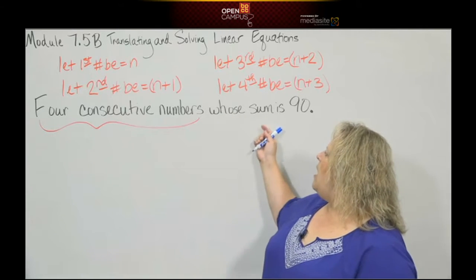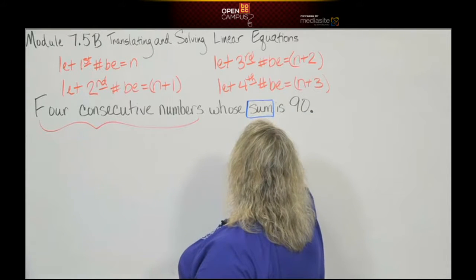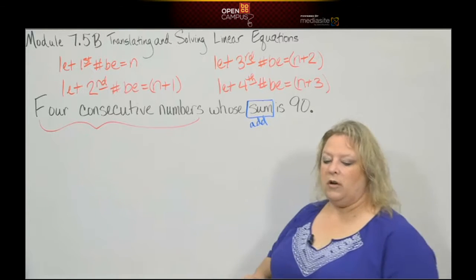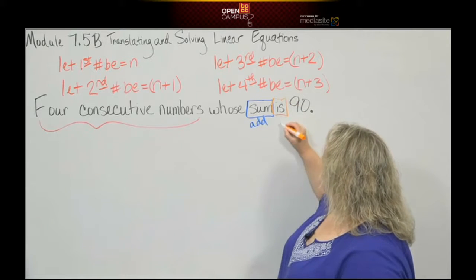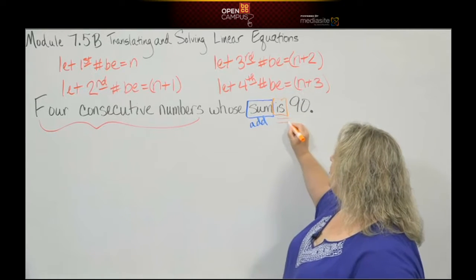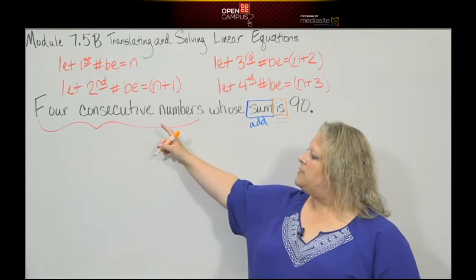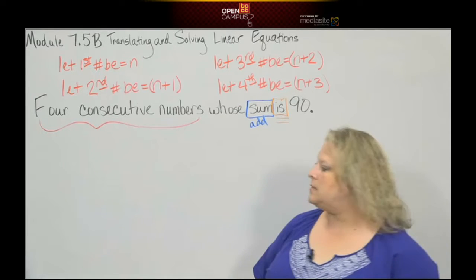Whose sum, what does the word sum mean again? Sum means add. And the word is, what did the word is mean? That was an operation word too. That means equal to, okay? So now let's go and replace 4 consecutive numbers with all of our let statements.